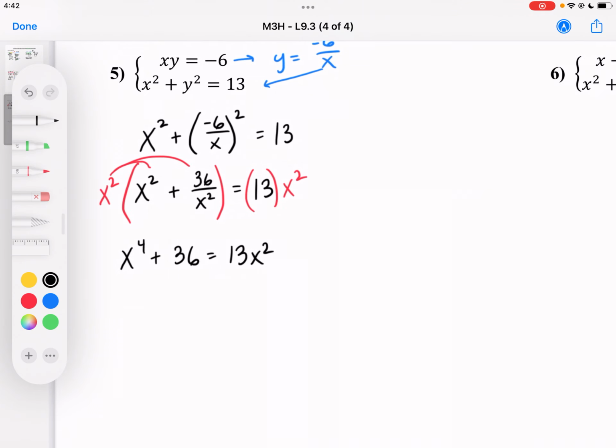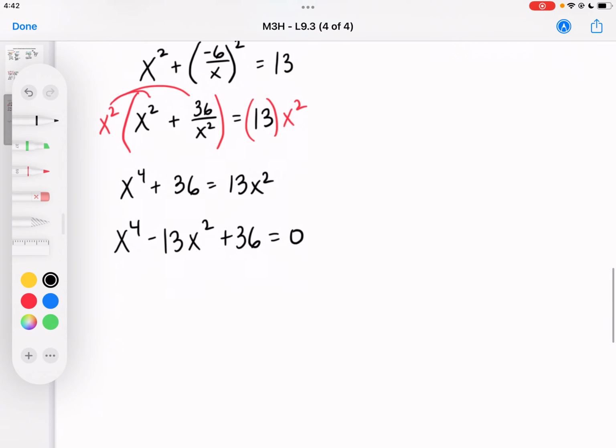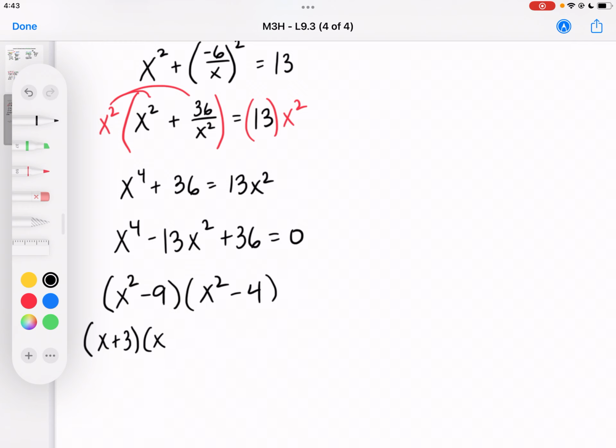Once again, we have multiple x's, so I'm going to get this all equal to 0, and I am going to factor. So factors of 36 that add up to negative 13 are negative 9 and negative 4. And since it's x to the 4th, which is a quadratic form, we're going to have x squared minus 9, x squared minus 4, which both of those are differences of perfect squares, so I can factor those even more.